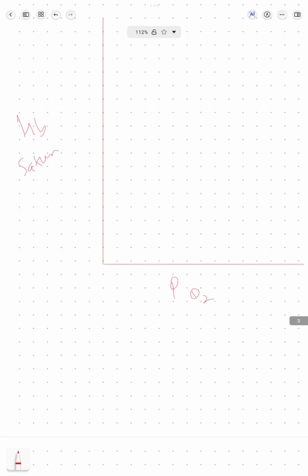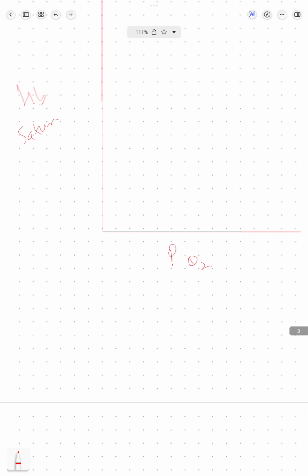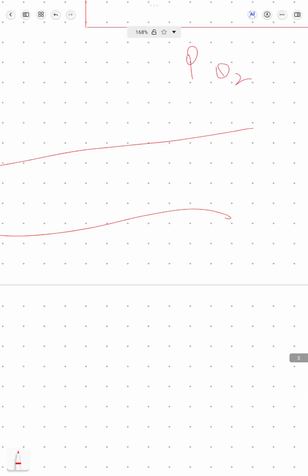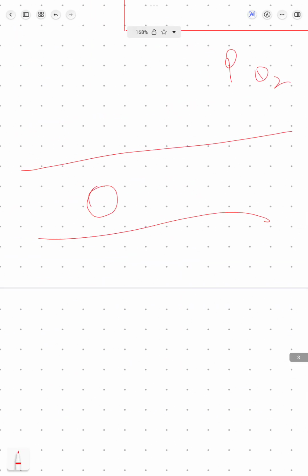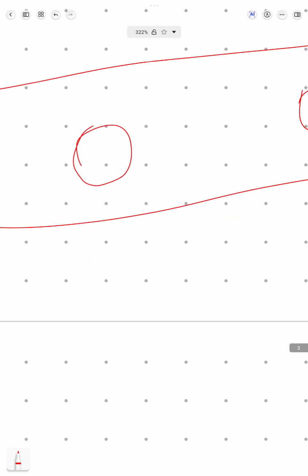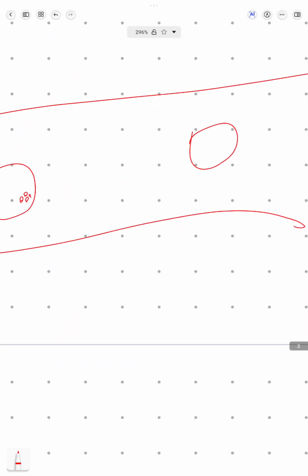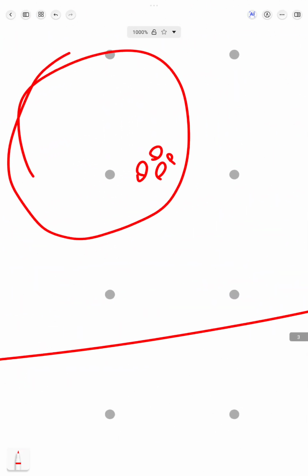For hemoglobin saturation, you need to understand that in our blood there is RBC and plasma. In RBC there is a hemoglobin unit, and each hemoglobin unit carries oxygen. Each hemoglobin unit has 4 heme units, and each heme unit can carry oxygen.